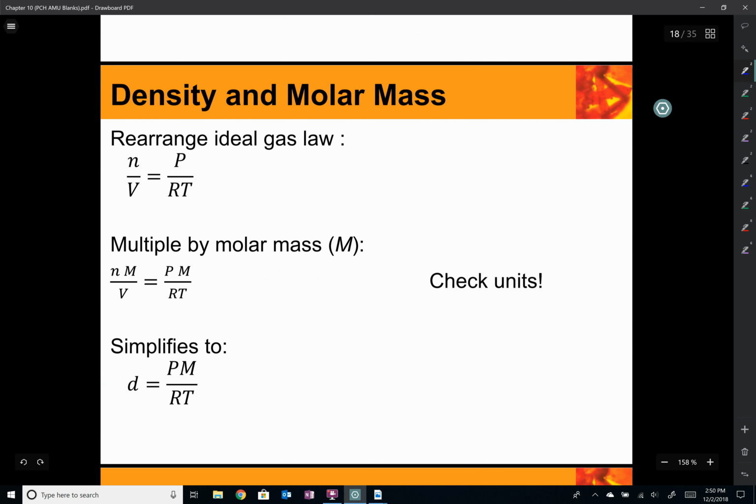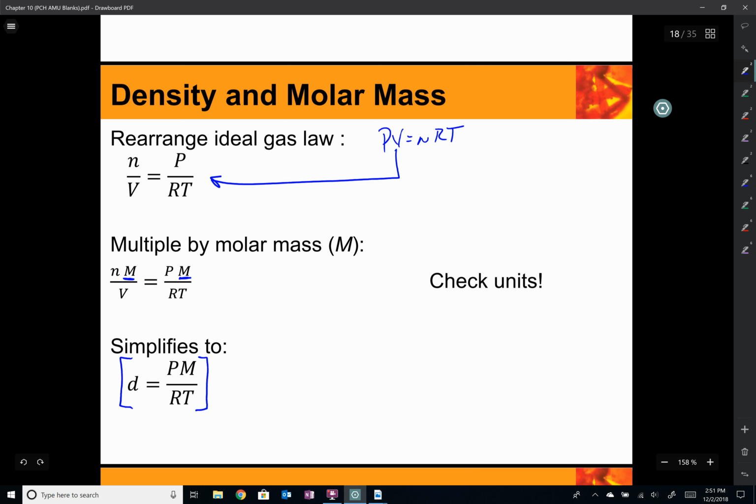A topic to talk about here real quick: density and molar mass. If we take our ideal gas law, PV equals nRT, and we do some rearrangement, we divide by RT and we divide by volume, we can get from here to here. If we then multiply both sides by the molar mass M, we get this new expression, which simplifies into density is equal to the pressure times molar mass divided by the ideal gas constant R times temperature.